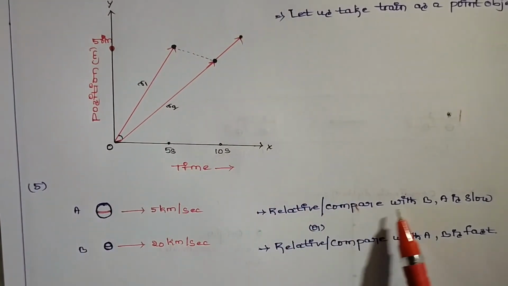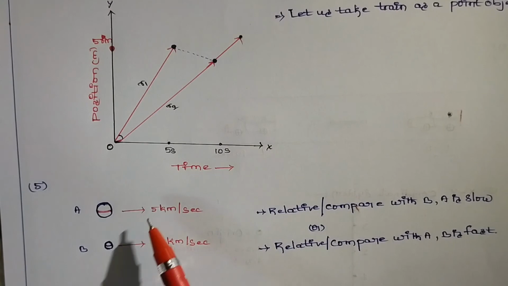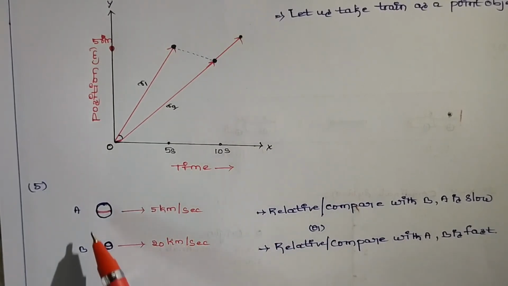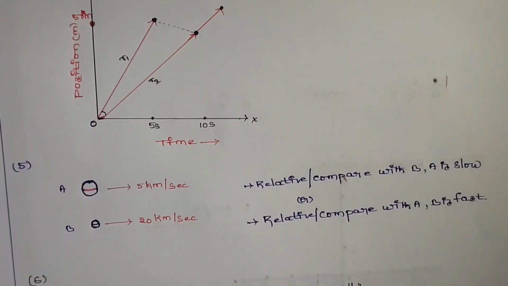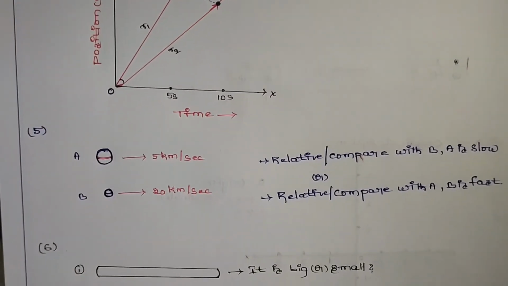Relative to B, A is slow. Relative to A, B is fast. So like this, we have to use the relative term.